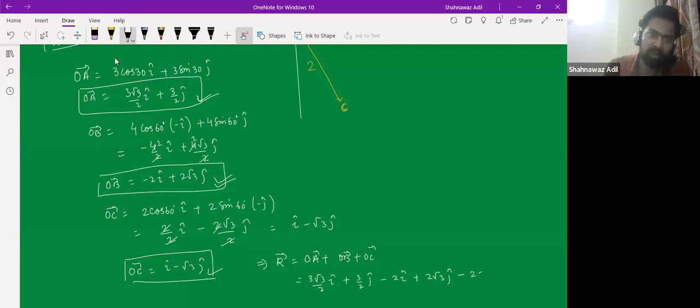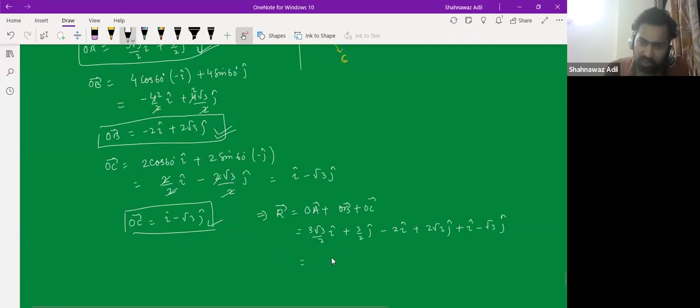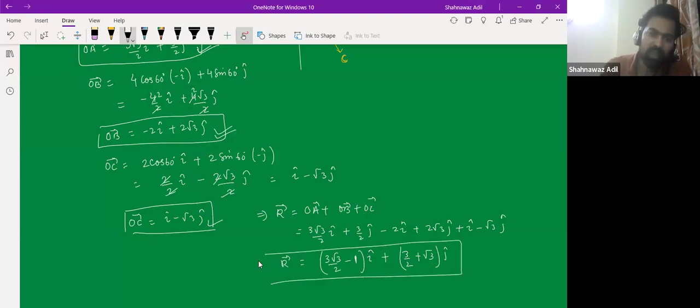plus i hat minus root 3 j hat. So what would be this thing? So 3 root 3 by 2 and minus 2i plus i, so minus 1. Right. This is i hat, and plus 3 by 2 and 2 root 3 minus root 3, so that is root 3 j hat. So this is the resultant, right? So this would be the answer.